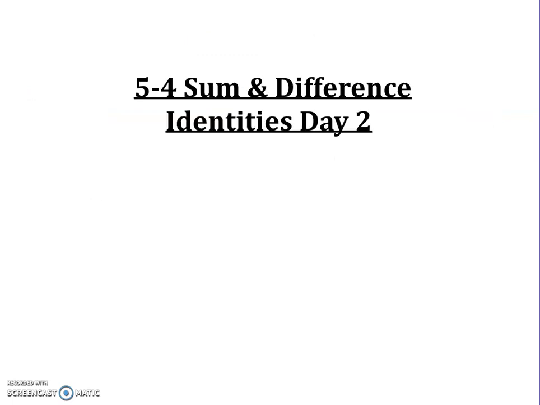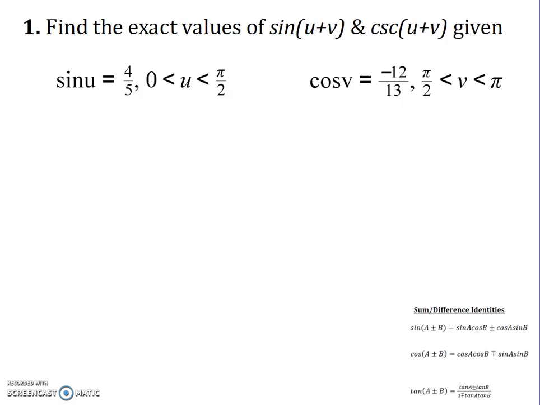Here we go, sum and difference identities, day 2. Find the exact value of sine of u plus v and cosecant of u plus v. Once we find sine, I'm just going to flip it to get my cosecant, because sine and cosecant are inverses of each other. The first one says sine of u is 4/5, and this tells me it's in the first quadrant. I'm going to draw my triangle in the first quadrant. Opposite is 4, hypotenuse is 5. Pythagorean theorem tells me that this is 3. This is triangle U.